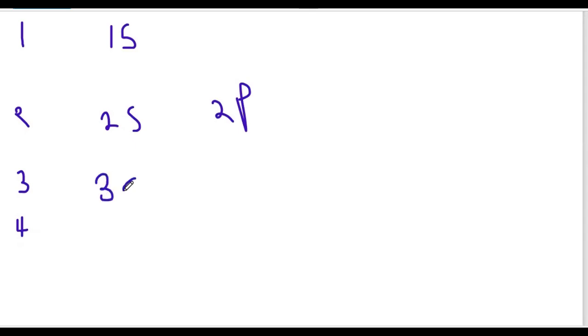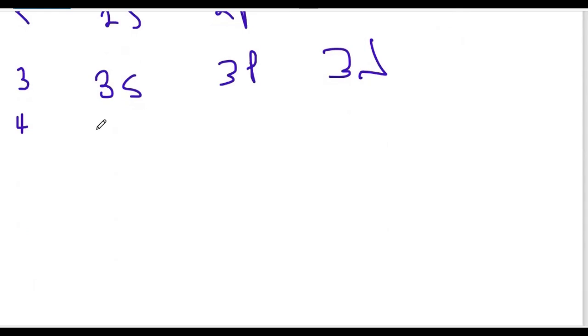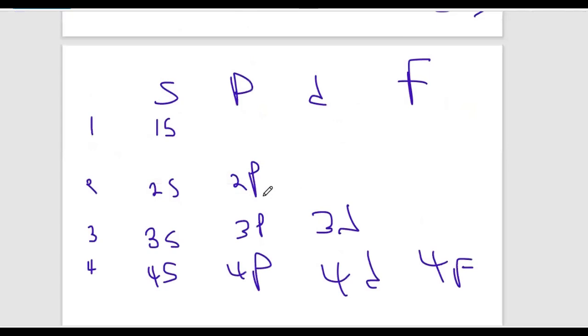You're going to have 3S, 3P, and then 3D. Again, here you can see that there's no 3F. And on the 4, you can have 4S, 4P, 4D, and you can also have 4F there. Let me reduce this picture.